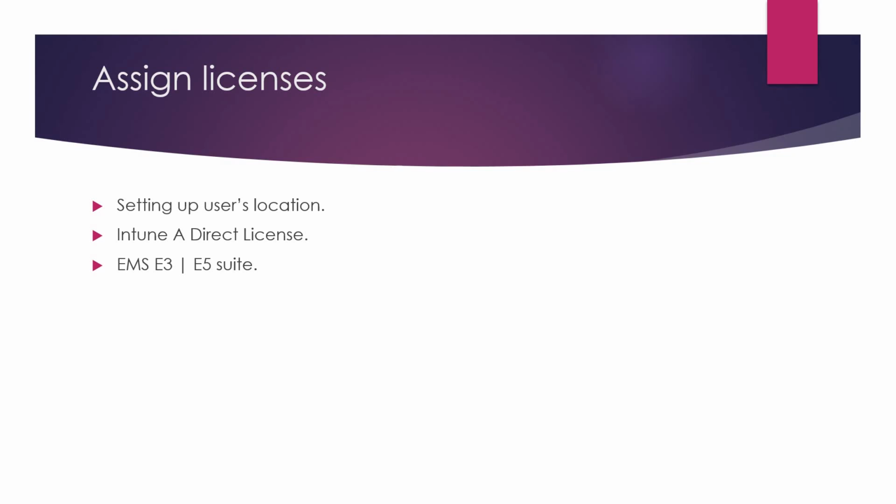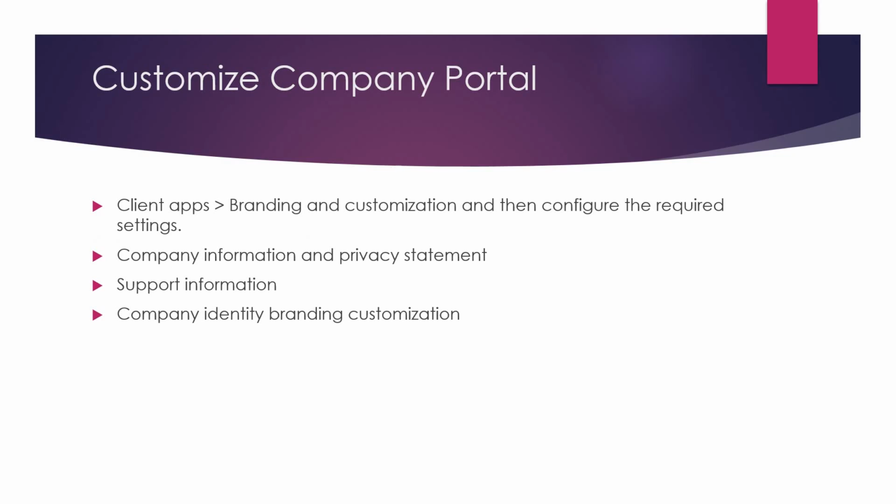Assigning licenses, we have already seen how we need to. One of the prerequisites of assigning a license is that a user's location needs to be set. Once the user's location has been set, we can assign an Intune A direct license or an EMS E3 or E5 license or any other license, let's just say Power BI or Office, once we have subscribed to that. How do we subscribe to that? We subscribe to that by going to portal.office.com and selecting the subscription and making the payment from there, like I just did for Power BI.